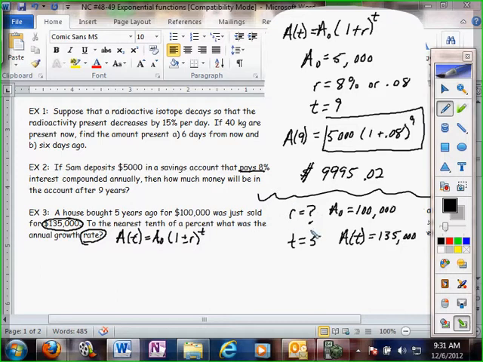Now let's think about this. And I put a plus or minus here because we need to decide on our own what kind of formula we're using. If I bought a house for $100,000 5 years ago and today it's worth $135,000, that means that it increased. So I'm going to use a plus here.